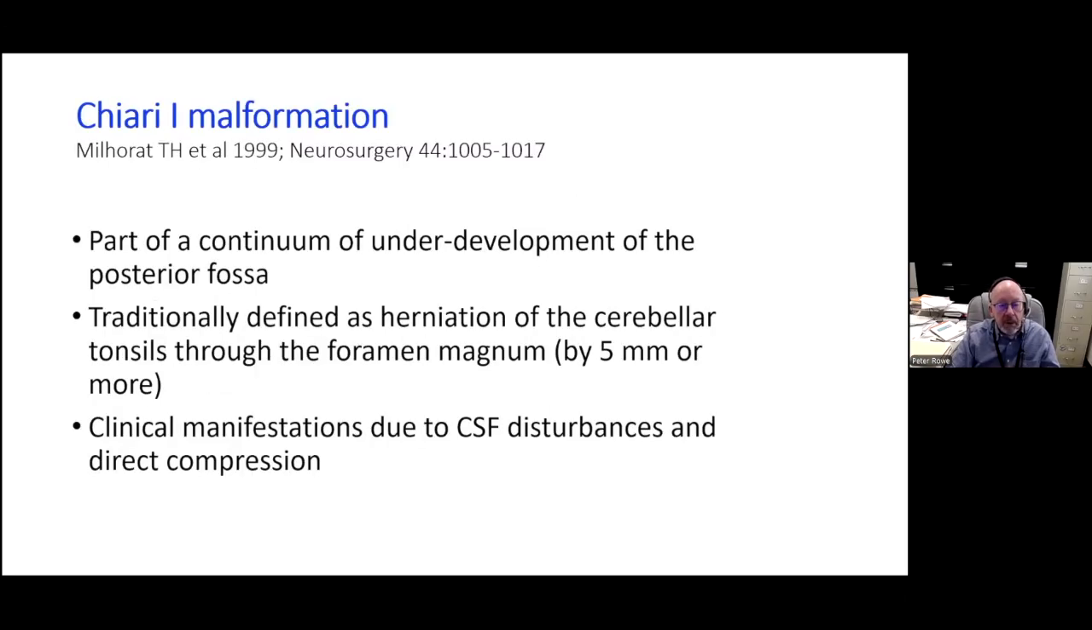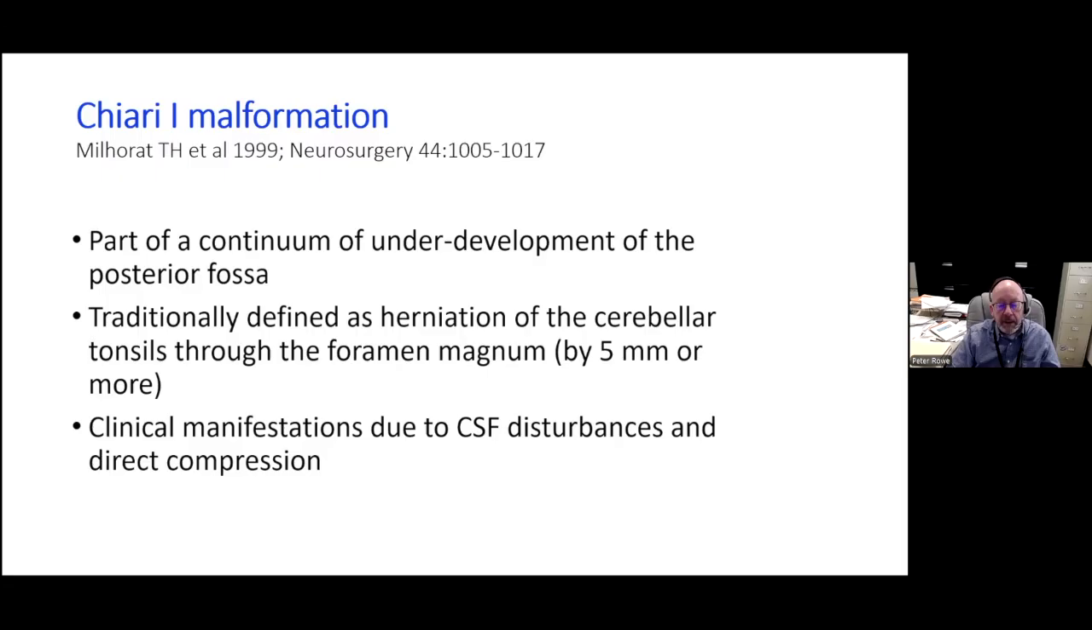So Chiari malformation is part of a continuum of underdevelopment of the posterior fossa, the back of the skull. And it is traditionally defined as a herniation of the cerebellar tonsils through the foramen magnum, the hole in the base of the skull, by 5 millimeters or more. And the clinical manifestations are due to disruption of spinal fluid flow, sometimes backup of spinal fluid flow into the ventricles, and the direct compression of neural tissues.